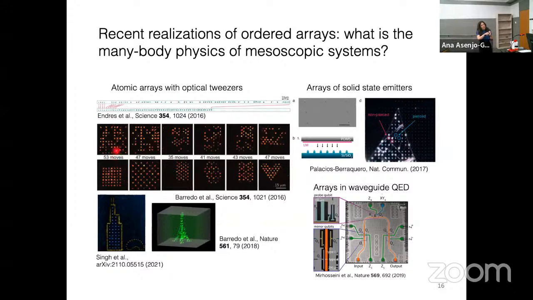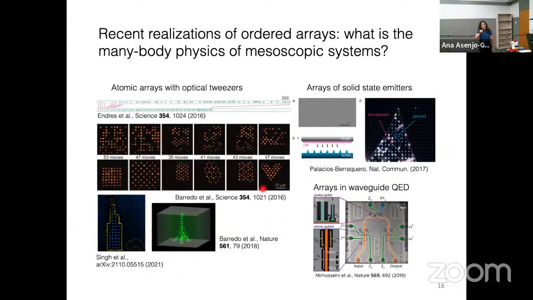Here you see how to generate 2D ordered arrays from a square to a heart. And then you can become more creative and start producing landmarks of your city. So this is Chicago, and this is an Eiffel Tower. This is from the group of Antoine Browaeys, and they are in Paris, so they can even create a 3D Eiffel Tower.